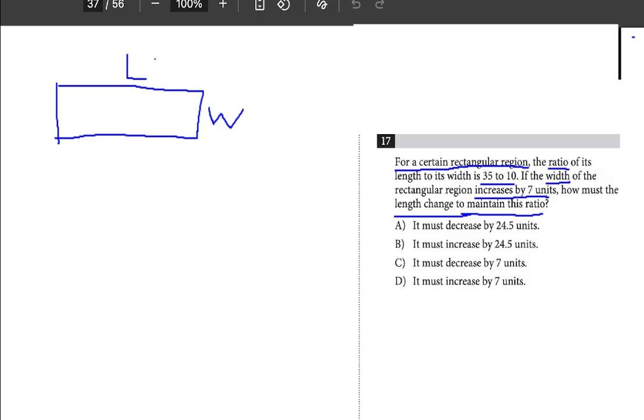So and then we're going to draw a length and width on a rectangle. So we're going to have 35 as our length, and we're going to have 10 as our width. So now I'm going to draw this length and width as a ratio. So we're going to have 35 to 10, which can be drawn as a fraction as their equivalent. So we're going to have 35 over 10.